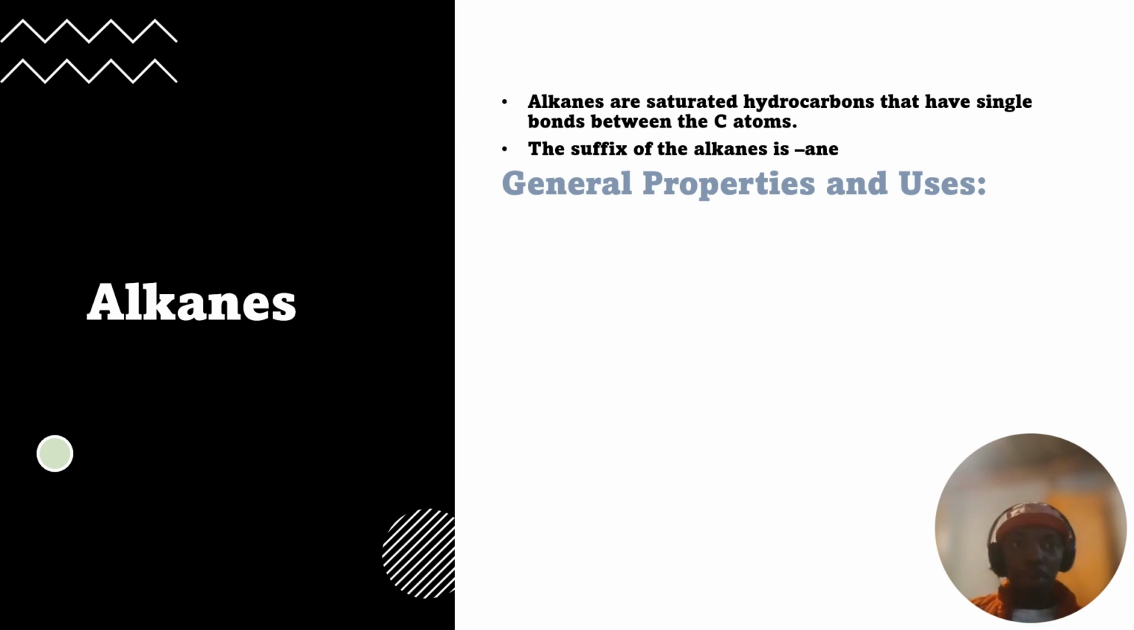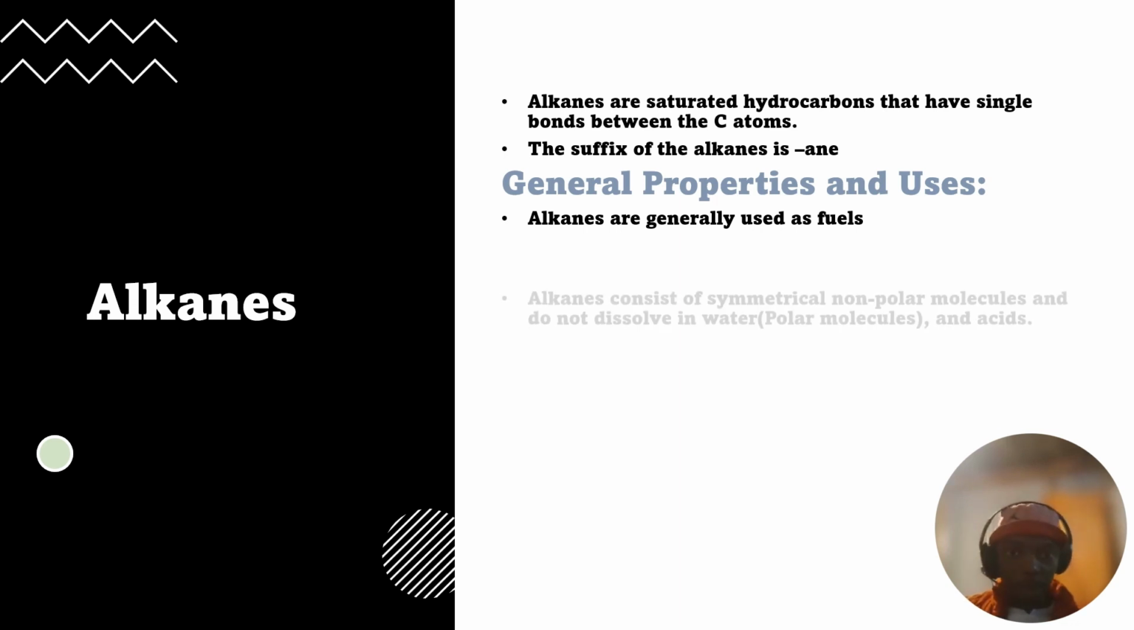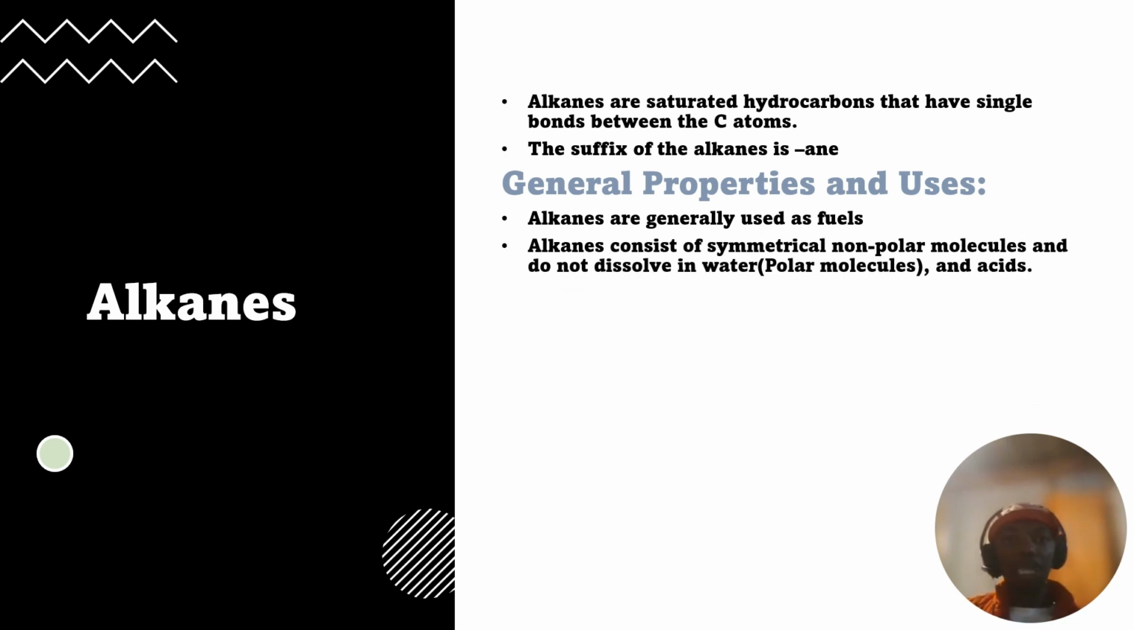So we go to general properties and uses. Then it says alkanes are generally used as fuels, guys, in the chemical industry. And then it says alkanes consist of symmetrical non-polar molecules and do not dissolve in polar molecules and acids. Right. So meaning that in this type of compound there's equal sharing of bonds, guys. There's equal sharing of electrons. Equal sharing.